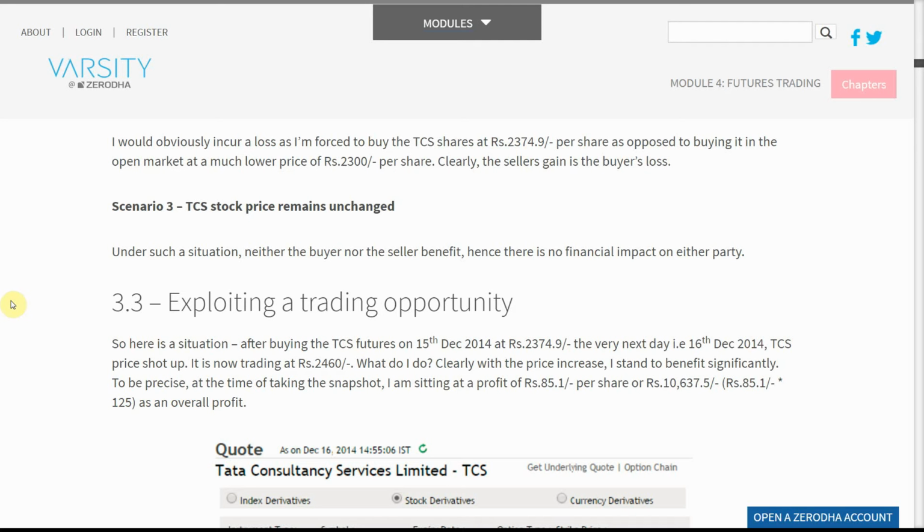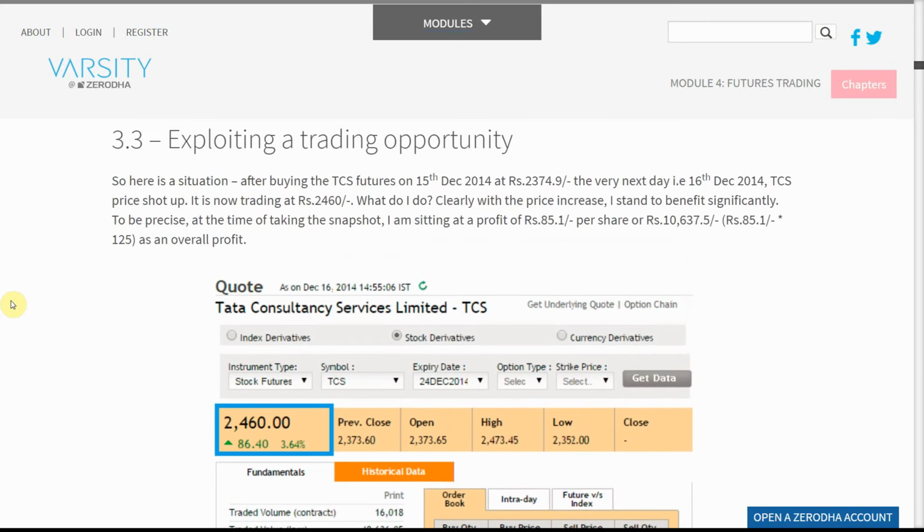3.3 Exploiting a trading opportunity. So here is the situation. After buying the TCS futures on the 15th of December 2014 at 2,374 rupees and 90 paise, the very next day, i.e. the 16th of December 2014, TCS price shot up. It is now trading at 2,460 rupees. What do I do? Clearly, with the price increase, I stand to benefit significantly.